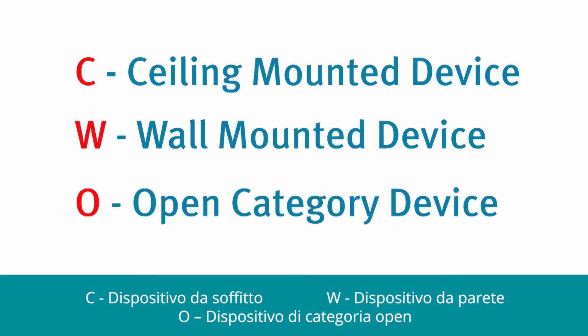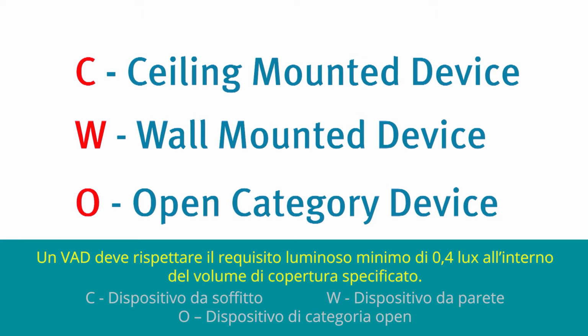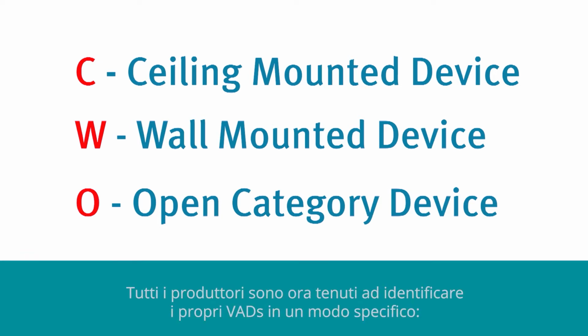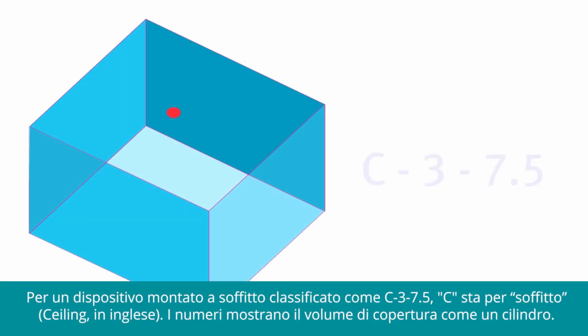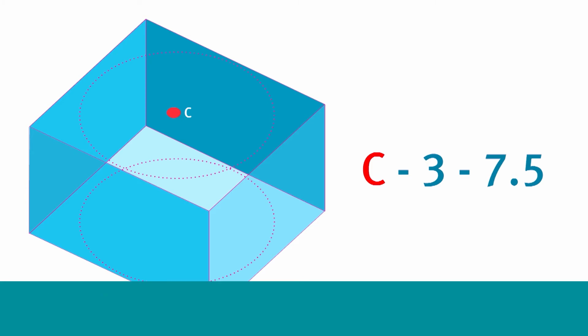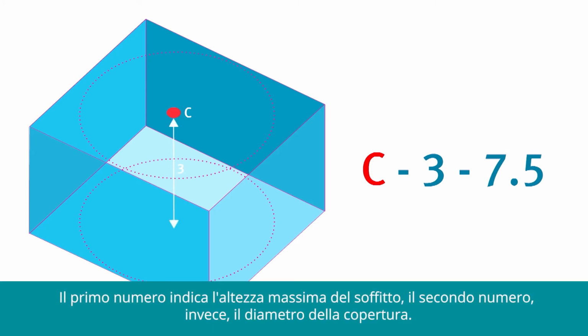The specified output for a VAD is now required to be 0.4 lux at all points within the specified coverage volume. And all manufacturers are now required to label their VADs in a specific way. A ceiling mounted VAD might be rated as C3 7.5, where C stands for ceiling. The 2 numbers represent the coverage volume in the shape of a cylinder, where the first number is the maximum ceiling height the VAD can be mounted, and the second number is the diameter of the coverage.